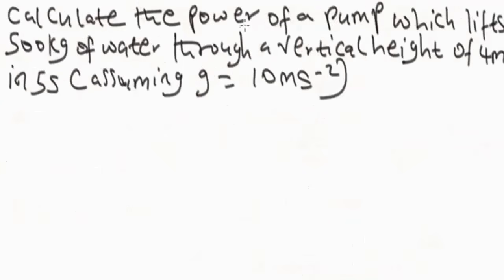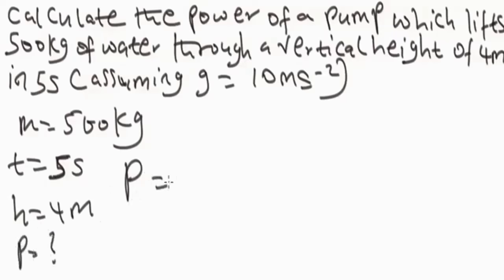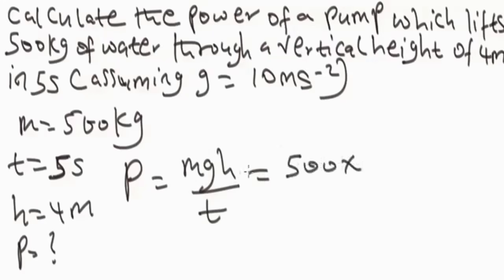Okay, this question says calculate the power of a pump that releases 500 kg of water through a vertical height of 4 meters in 5 seconds. Assuming G is 10 meters per second square. So the parameters here, we have the mass to be 500 kg, the time to be 5 seconds, and the height to be 4 meters, and we are looking for power. Power will be mgh over time. So when you substitute the values, we have the mass 500 times the acceleration due to gravity given here as 10, times height 4, over the time 5.